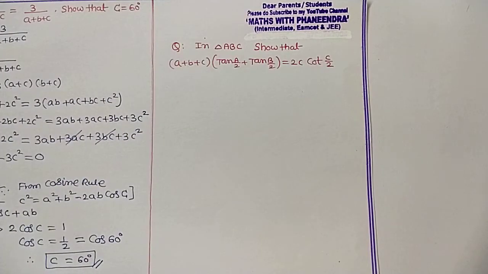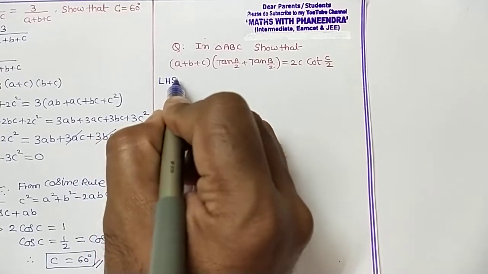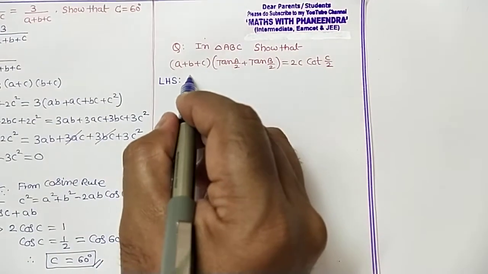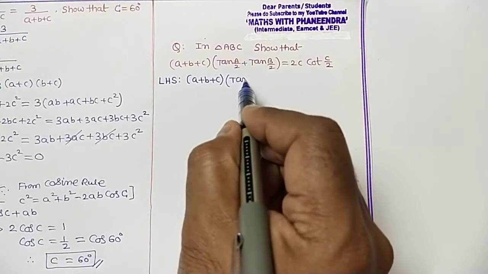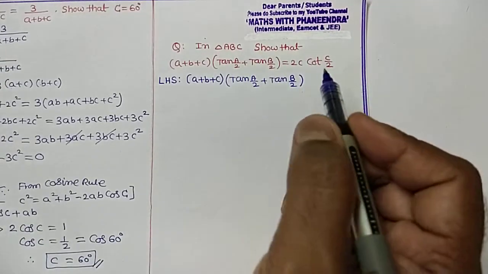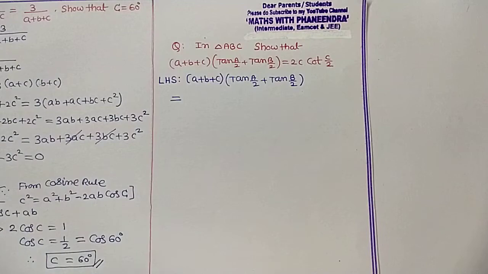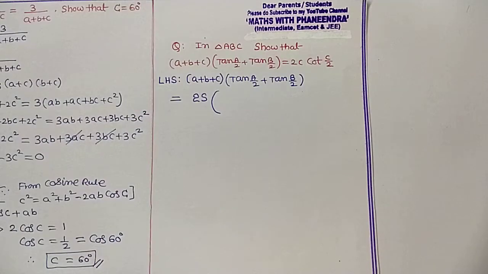The next question. In triangle ABC, show that a plus b plus c into tan a by 2 plus tan b by 2 equal to 2c cot c by 2. Now consider LHS. What is LHS here? a plus b plus c into tan a by 2 plus tan b by 2, which is equal to a plus b plus c means we know that it is 2s, and tan a by 2 plus tan b by 2, in terms of delta we have formulas.